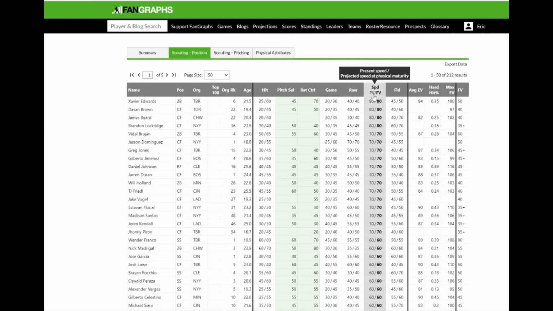Speed, what if I told you there was a tool that could fit in your pocket, and unlike sprint speed, which just measures peak speed over a short area, this measures some combination of that and the player's acceleration, their rate of acceleration plus their peak speed together, and it fits in your pocket. It's a stopwatch. How about that?